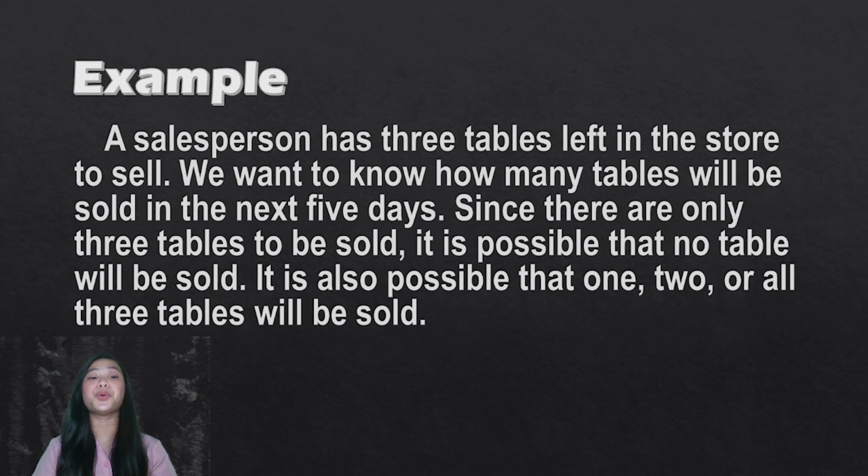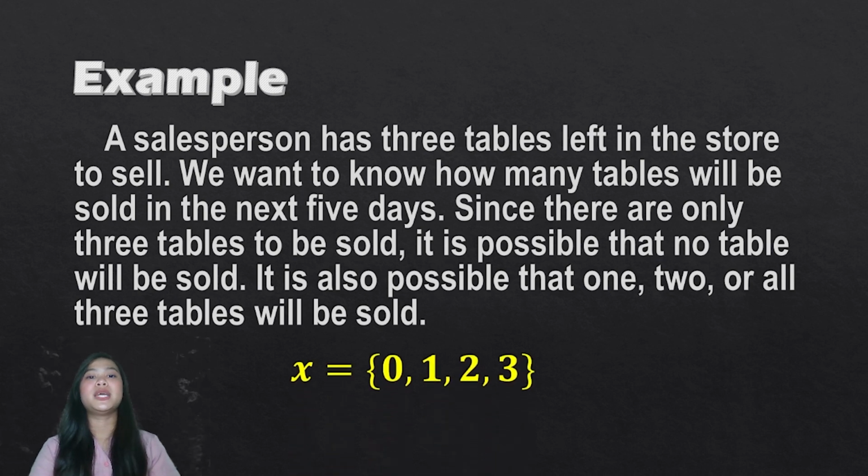So since there are only 3 tables left to be sold, it is possible that no tables will be sold in a day. It is also possible that 1, 2, or all 3 tables will be sold in the next 5 days. So the random variable we have here, which we represent by x, is the number of tables that will be sold in the next 5 days.